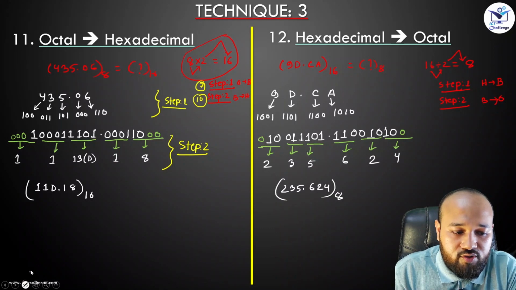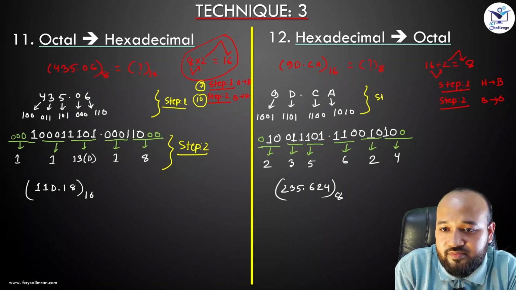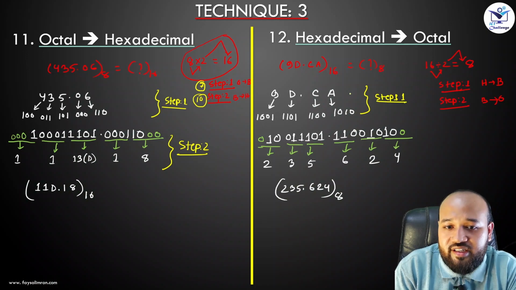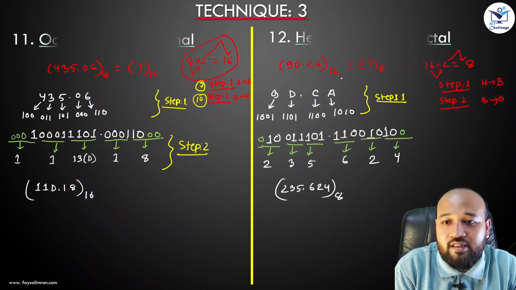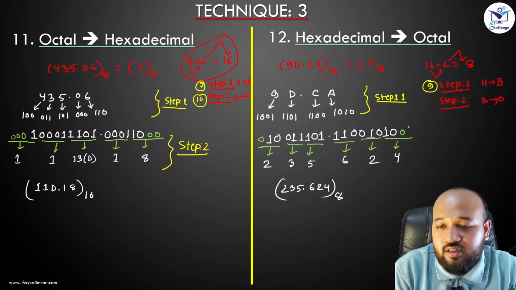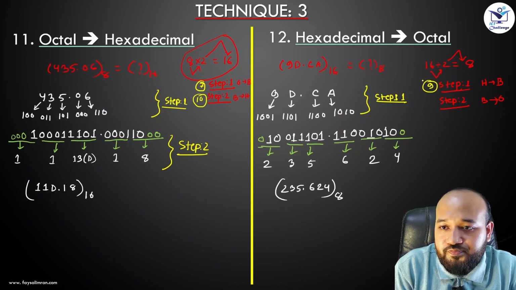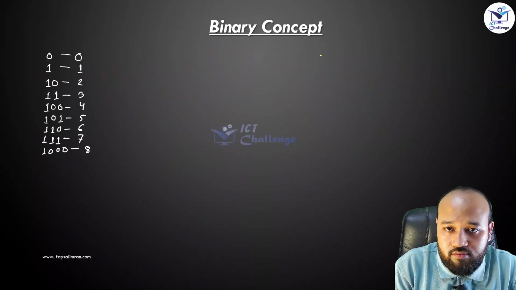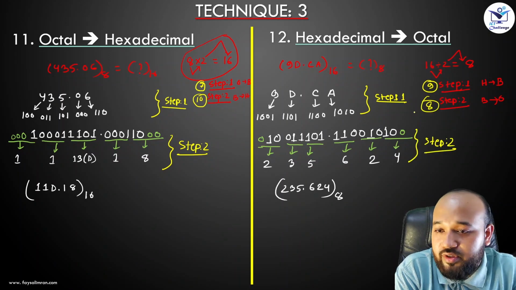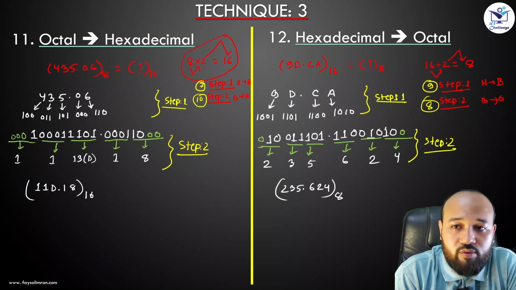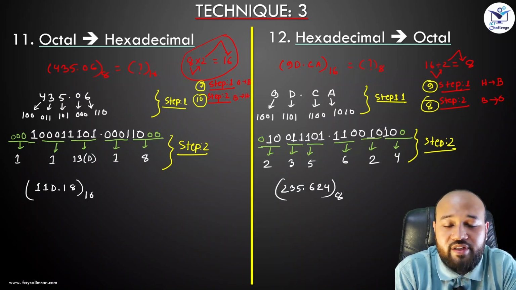So here we also have two steps. Step 1 is hexadecimal to binary. We already know the rules. Hexadecimal to binary is rule number 9. So here rule number 9 for step 1. And binary to octal is rule number 8. So here step 2, binary to octal. We need rule 8 here. So we are converting all of the number systems here.